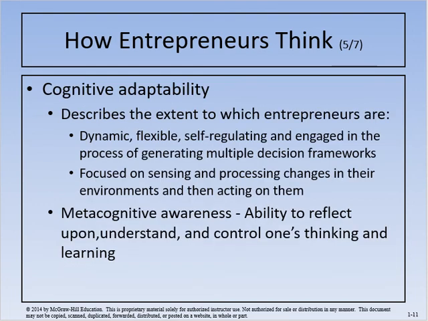Okay, next is cognitive adaptability. It describes the extent to which entrepreneurs are dynamic, flexible, self-regulating, and engaged in the process of generating multiple decision frameworks, focusing on sensing and processing changes in their environment, and then acting on them. So the word cognitive means the way of thinking.